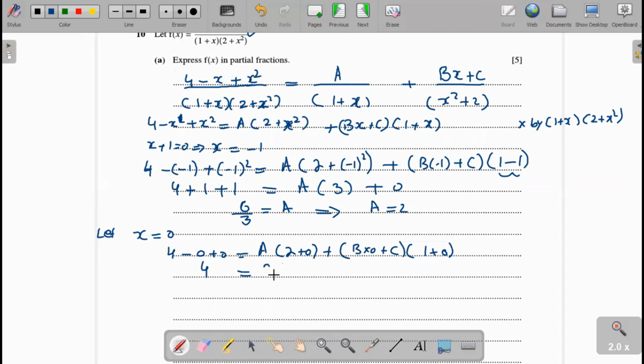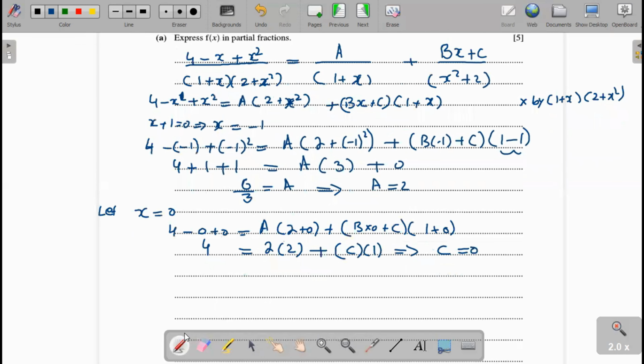Now we can write it as 2 multiply 2 plus c will be 3 into 1, and therefore 4 minus 4 c will be equal to 0. Now we take another value, suppose that we take x equal to 2. Now in this x we substitute the value in equation, this equation is named 1.